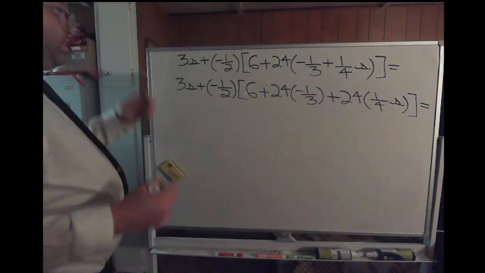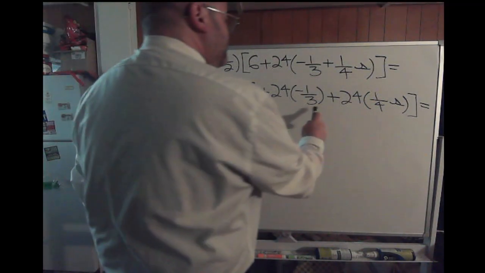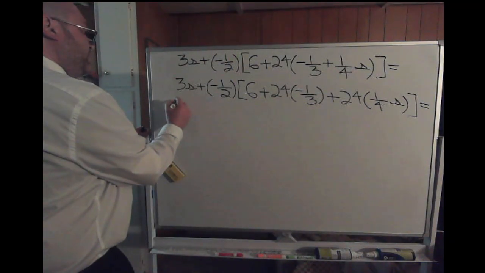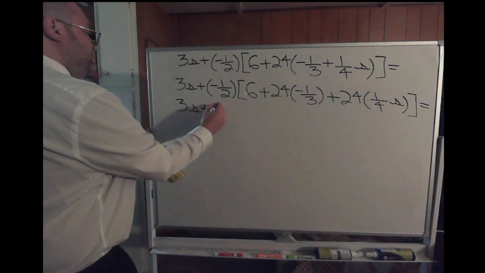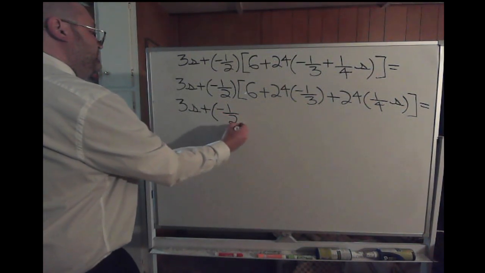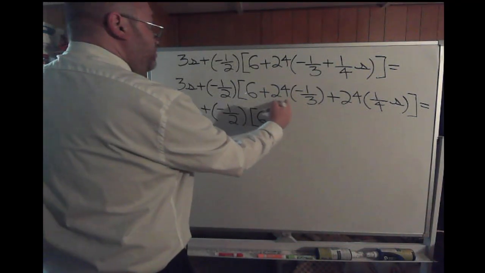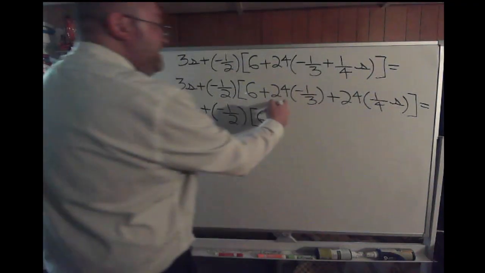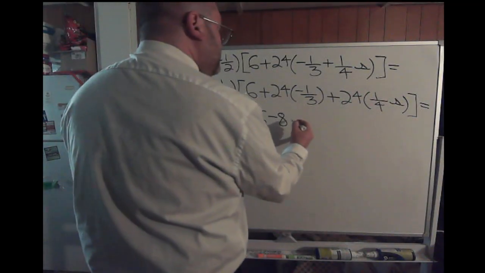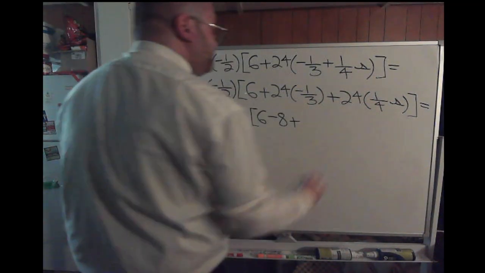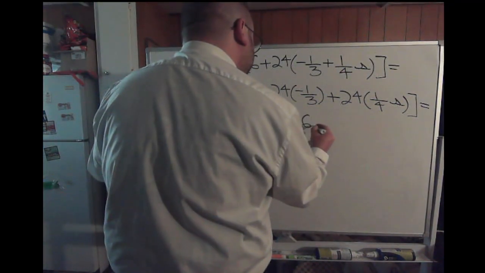Well, this is what we've come to now. We still need to work inside the bracket. We need to do the multiplication first. That's what the order of operations dictates. So you have 3s plus -1/2 times the quantity of 6. Now, plus 24 times -1/3. That's going to give you -24/3, which is -8. So that'd be 6 minus 8 plus 24 times 1/4 s. That'd be 24 divided by 4, which would be 6s.